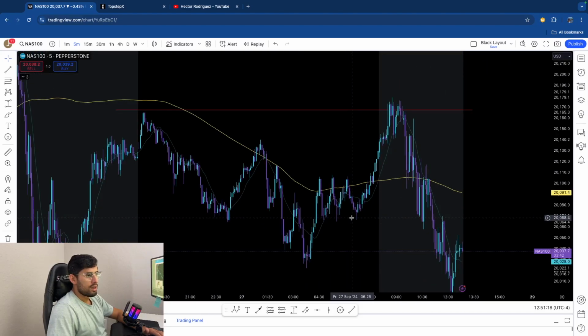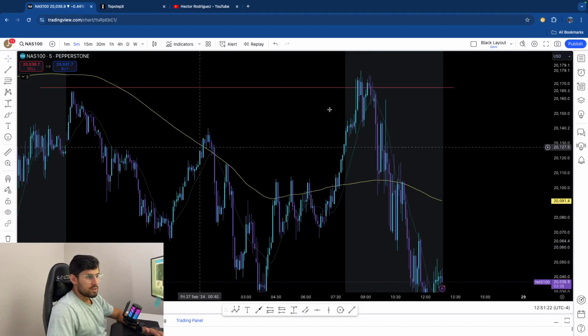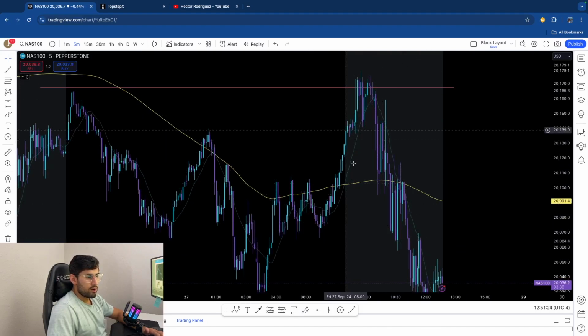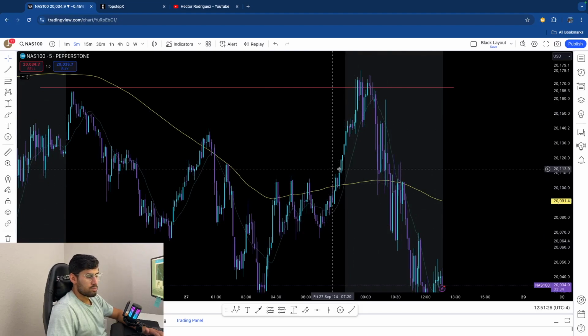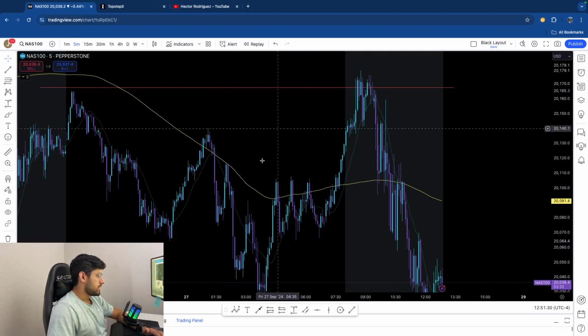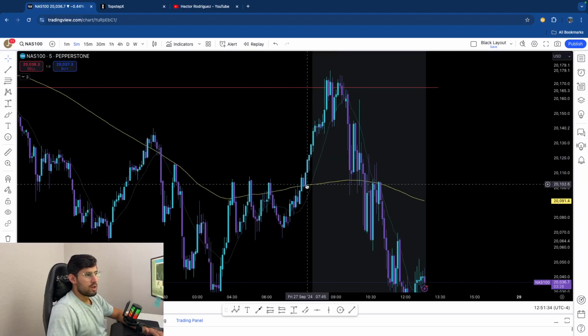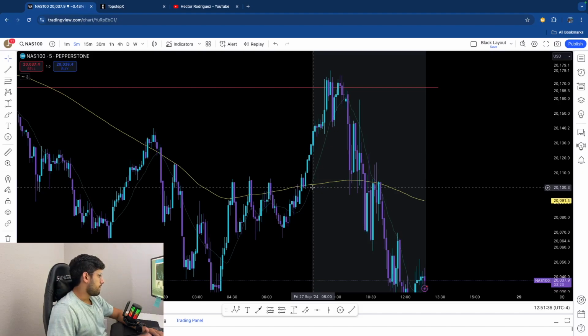So what I did see here was some support when I zoomed in. This is the time where we trade, where it goes from dark to light. What does this mean? The dark is basically the London session. We're not trying to take anything in the London session. When it turns light is when the market opens here in the States.